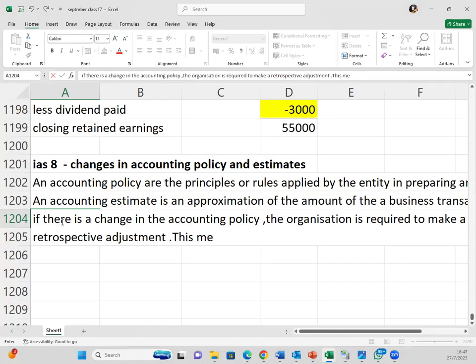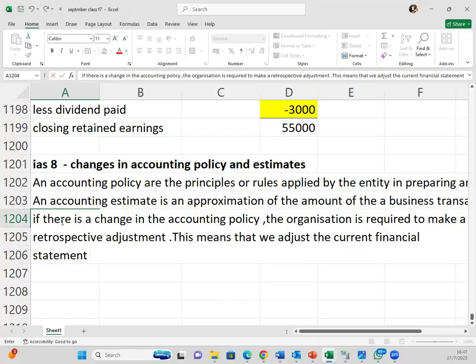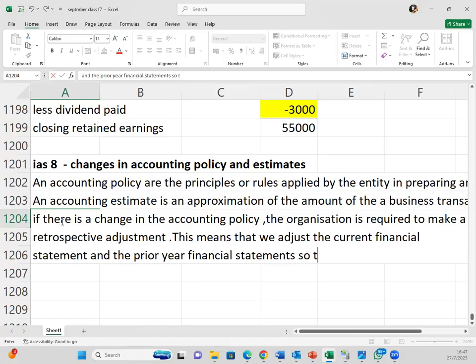So this means that we adjust the current financial statements and the prior year financial statements so that they can be comparable. So you're adjusting the current year financial statements and the prior year financial statements.